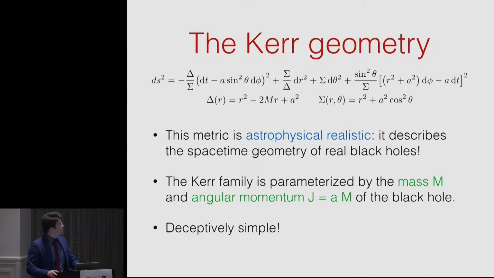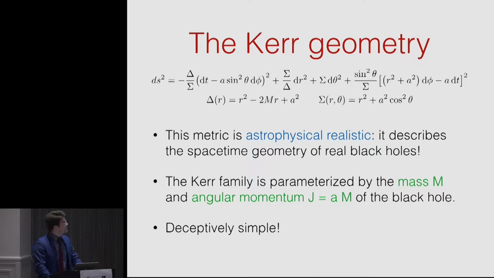So what's the problem? Well, the Kerr family is parametrized by the mass M and angular momentum J equals aM of the black hole. And it seems simple, but it's actually deceptive. So for one, even though you can write the metric in a single line, and I think it's always good to start a talk on black holes by showing the metric, it turns out to have very surprisingly complicated properties. In particular, if you consider the propagation of light in this background, which is going to be the subject of this talk, there's a very rich and intricate structure to the geodesics.